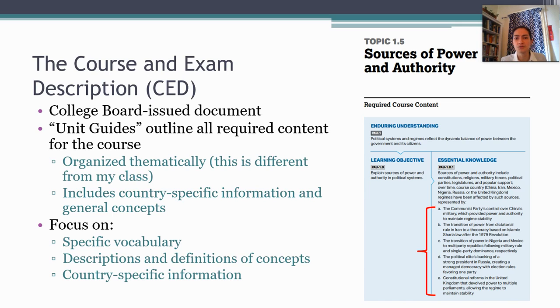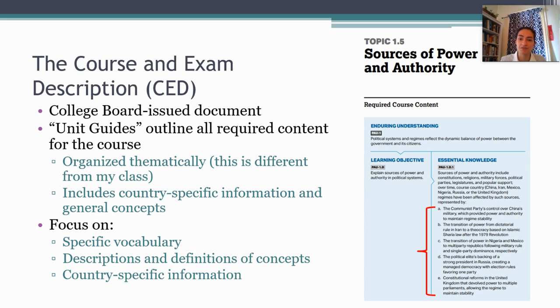And it's asking you to not only in general say, where do regimes get their power? Where do regimes get their authority to govern? But also, here are some specific sources of power and authority for each of our case study countries that you need to know. So if I'm looking at point A, it's telling me I absolutely have to know that the Chinese Communist Party is in control of the military, of the People's Liberation Army, not the state, but the party, which is something that I've emphasized in teaching this course.